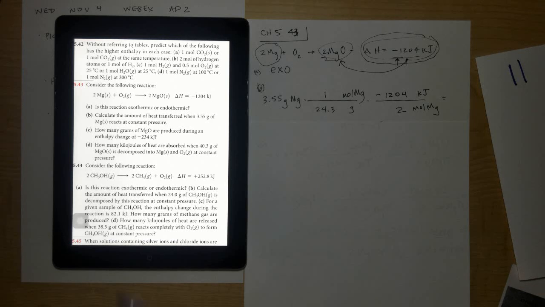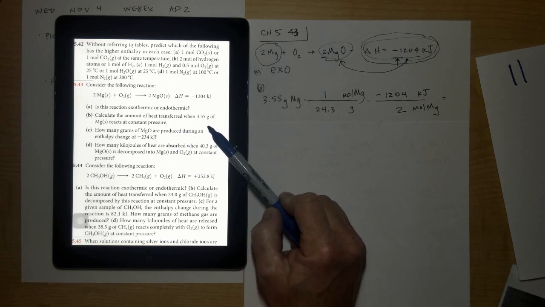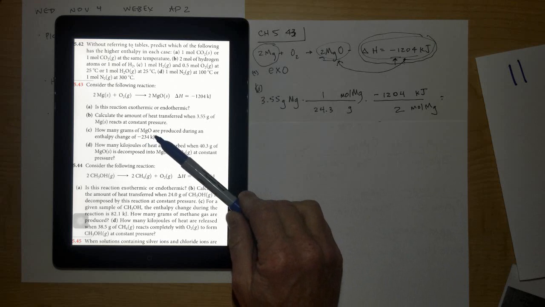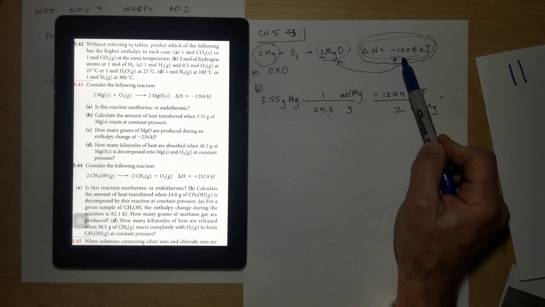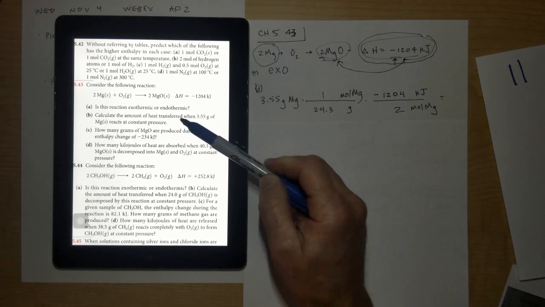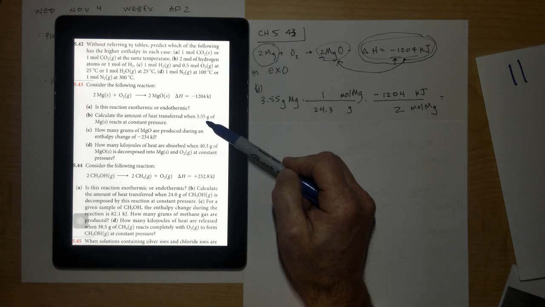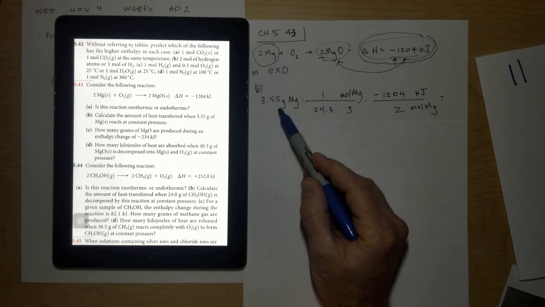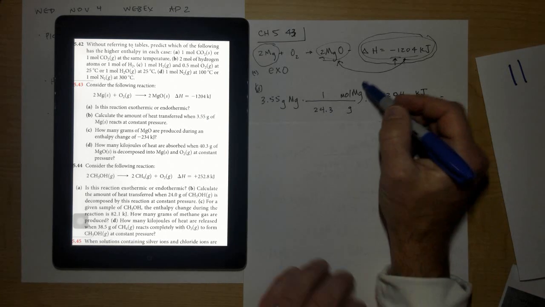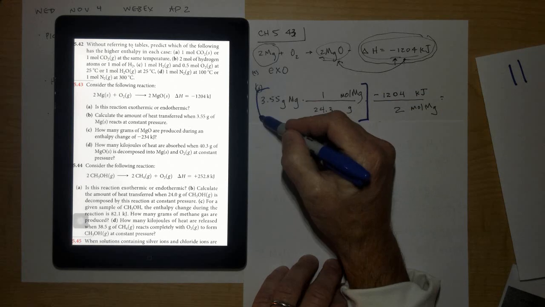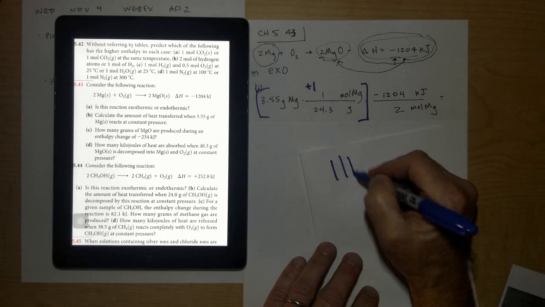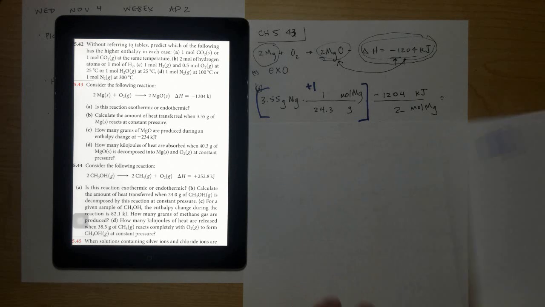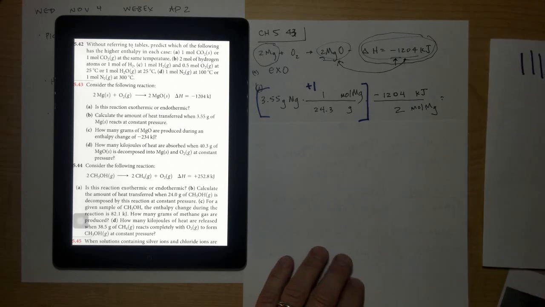In letter B, it says, calculate the amount of heat transferred when 3.55 grams of magnesium reacts at constant pressure. Well, in the thermochemical equation, we're told for every 2 moles of magnesium, this amount of heat is released. Well, in this problem, we don't have 2 moles. We have 3.55 grams. So step number 1 is to take your grams and convert it to moles. That's what this part does right here. The converting to moles is worth 1 point. Put +1 on your homework problems and tally that as 3 points total so far.